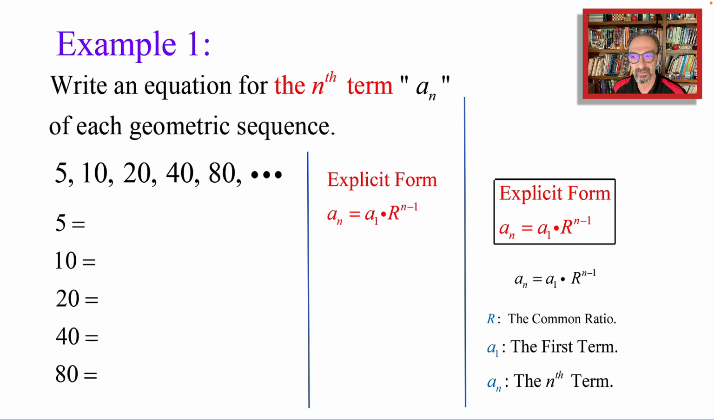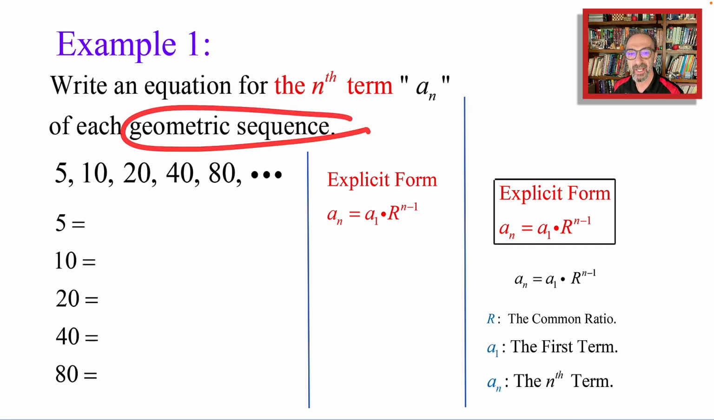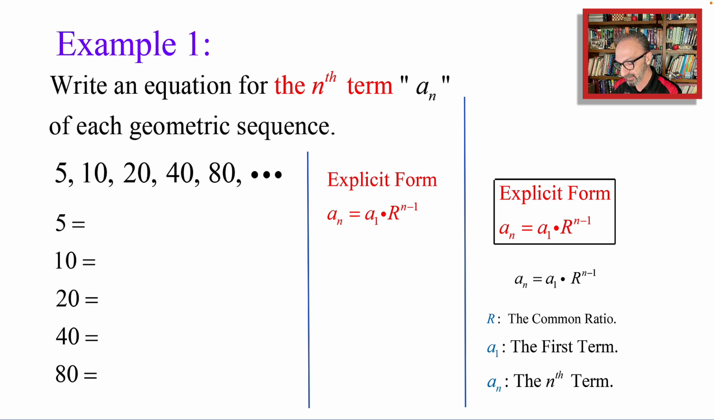sequence given to us 5, 10, 20, 40, 80, and so on. Now it's claimed to be a geometric sequence, so it acts like a geometric sequence, meaning as you move forward, you have a number that you keep multiplying by, which is constant, the same number. Dividing backwards, you could find it, which is called the common ratio.